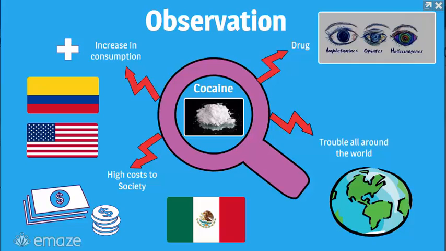Observation. Problem delimitation. Cocaine is a drug that has been causing too many troubles all around the world, but mainly in the American continent. Countries such as Mexico, Colombia, and the USA suffer economic, social, and political consequences because of drug problems. The consumption of this drug has been increasing and making people more and more dependent. It causes very complex effects in people, and we will analyze everything in the following document.